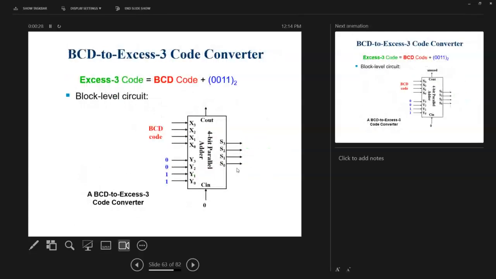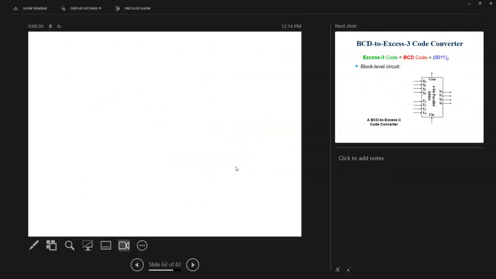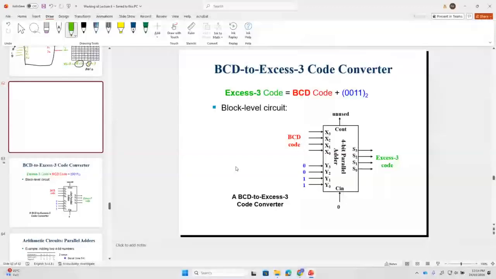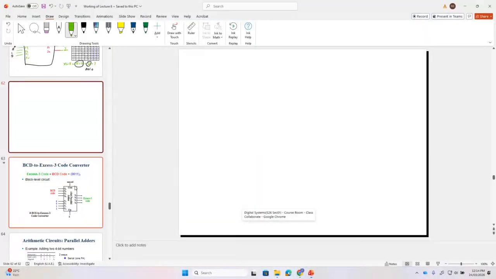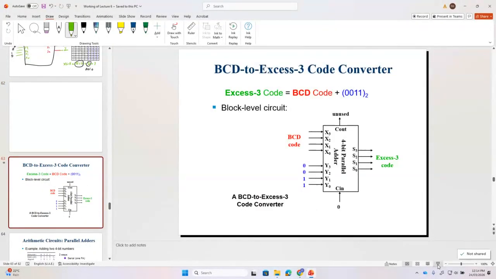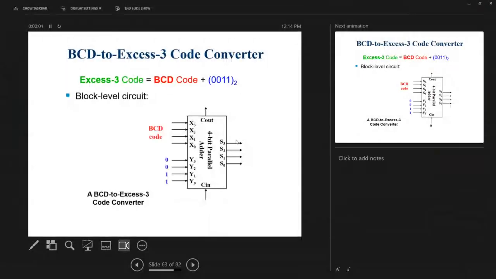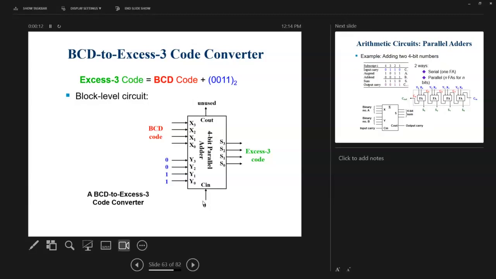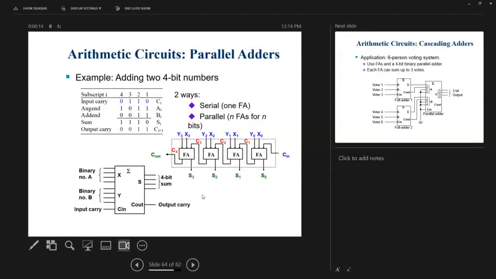Any question? Professor, shouldn't C in be 1? Oh wait, no, never mind. Why should it change to 1? C in is 0 in this case because the constant is 0, 0, 1, 1. Yes, my bad. For the 0, 1, 0 case, C in will be 1.